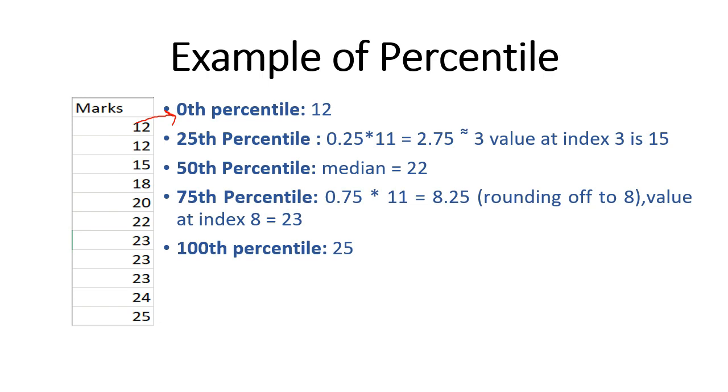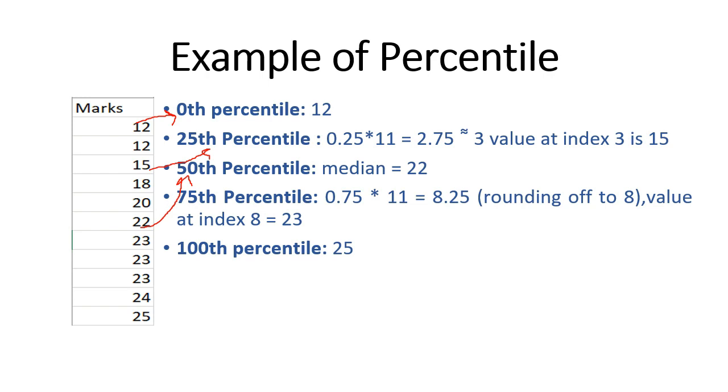Similarly, the 25th percentile equals 0.25 into 11, so it comes out to be 2.75, and while rounding it, it becomes 3, that is index 3. We denote it as the 25th percentile. Similarly, the 50th percentile equals the median, that is 22, because it is the most central element. And this is the 75th percentile, that is 0.75 into 11 equals 8.25, rounding off to 8.